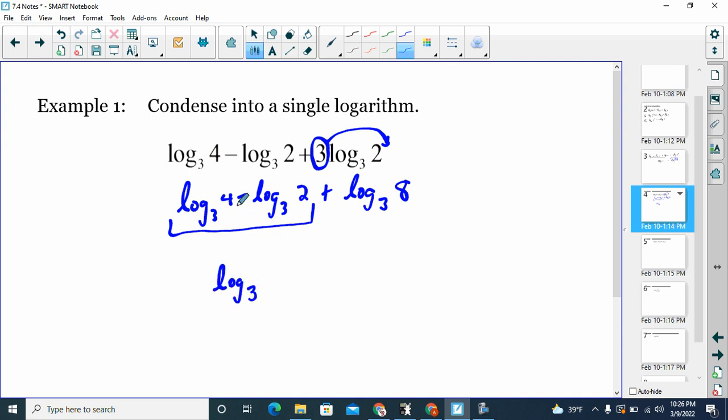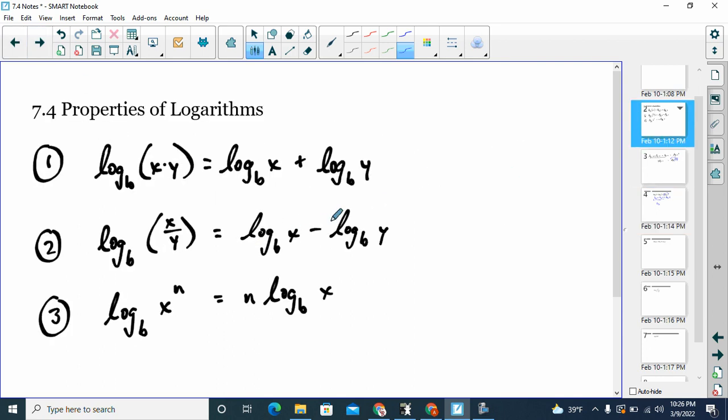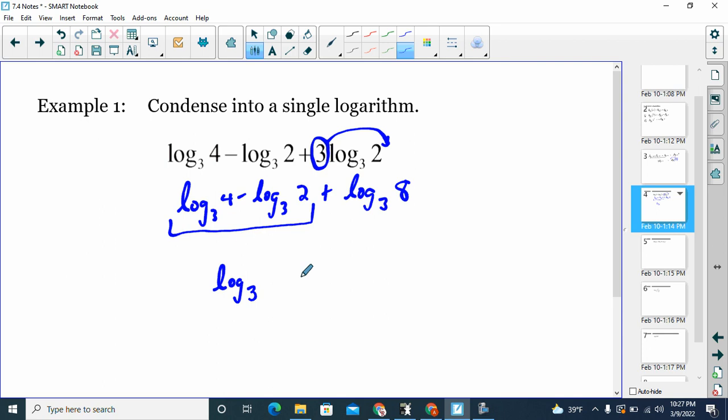When we subtract logarithms, we divide their arguments. That's the second property here. If I'm subtracting 2 logarithms, I'm going to divide the argument of the logarithm, what we're taking the logarithm of. So we're going to do 4 divided by 2, which I think we can all agree is 2, plus log base 3 of 8.